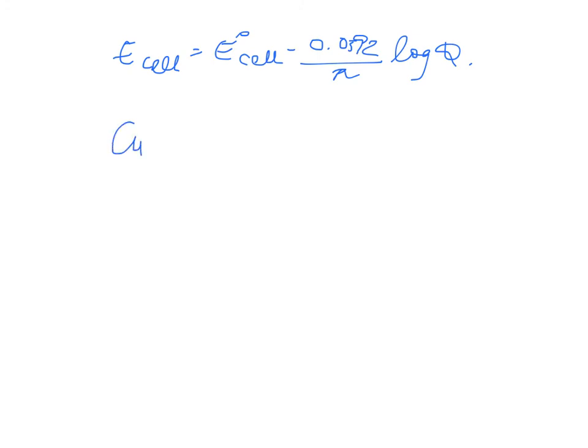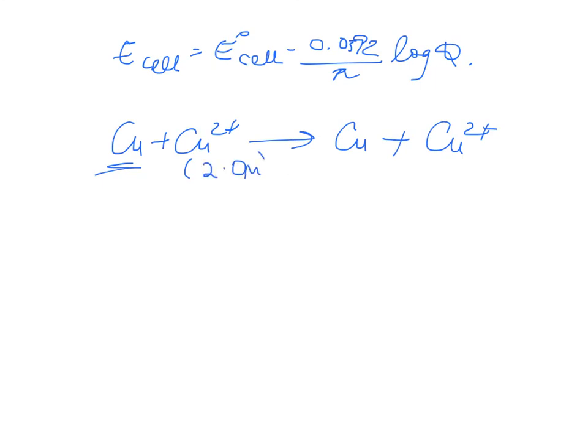You have Cu and Cu2+. So Cu2+ is going to gain the electrons and become copper, and copper is going to lose the electrons and become Cu2+. The Cu2+ concentration is perhaps 2 molar, so that's a high concentration, and the other Cu2+ is going to be at a lower concentration.